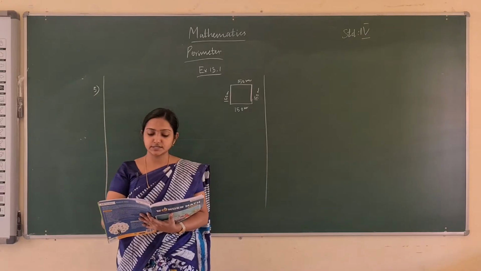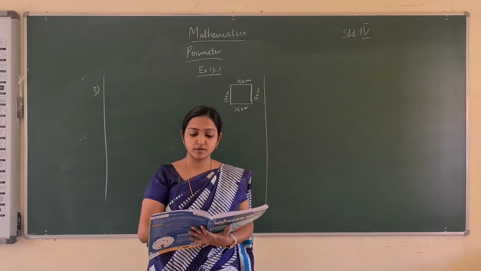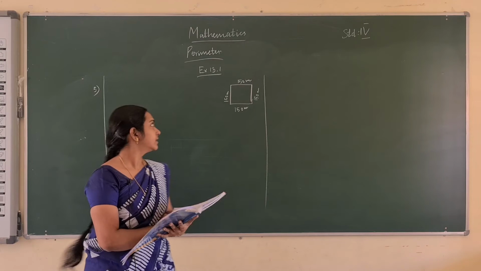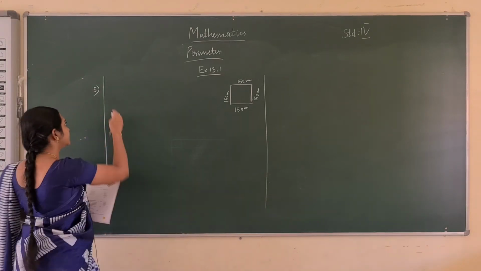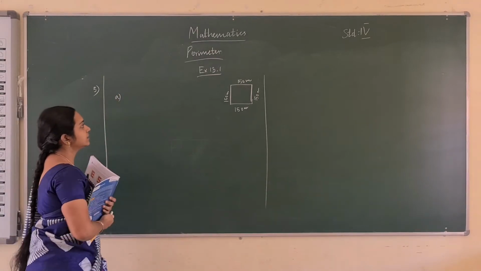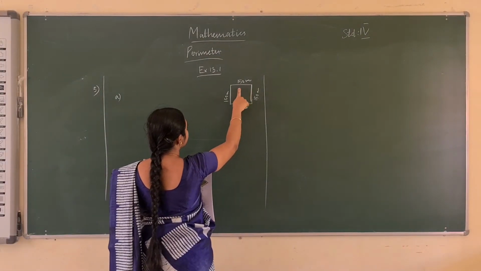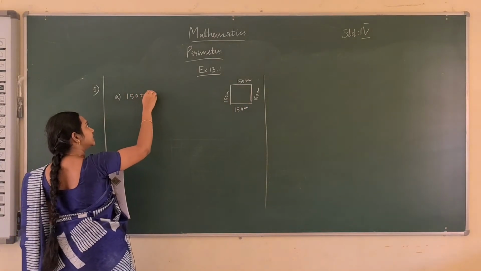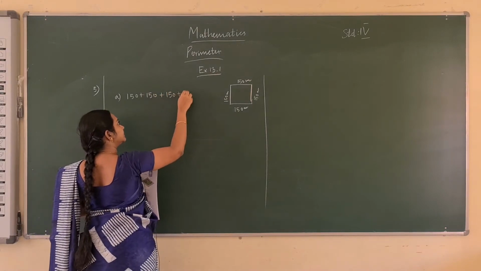The fifth question is, Tripti's father goes to a park every day for a morning walk. What is the perimeter of the park? We have to find the perimeter of the park. So we should add all the given measurements, that is 150 plus 150 plus 150 plus 150. If we add the boundary, we will get the perimeter.